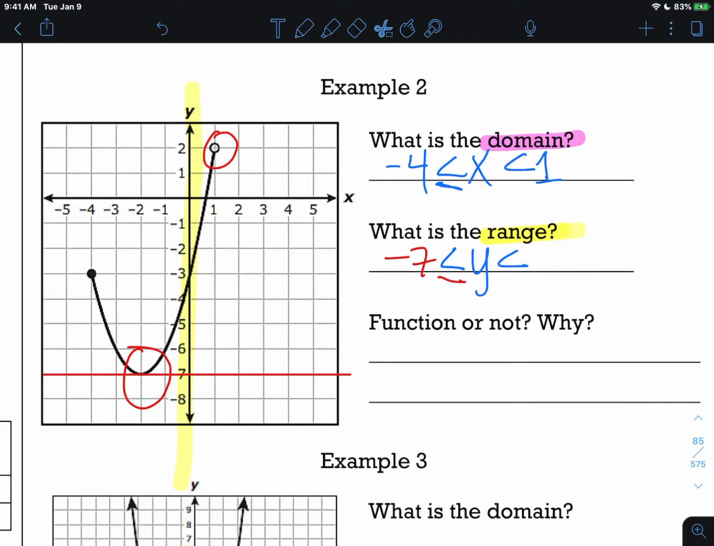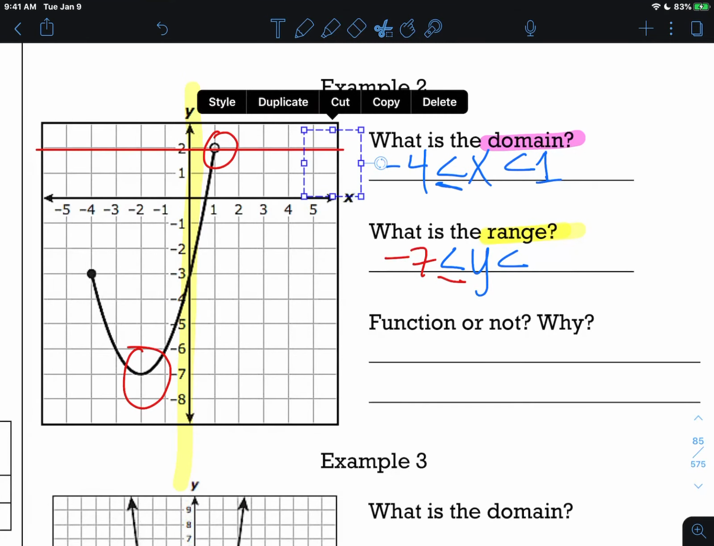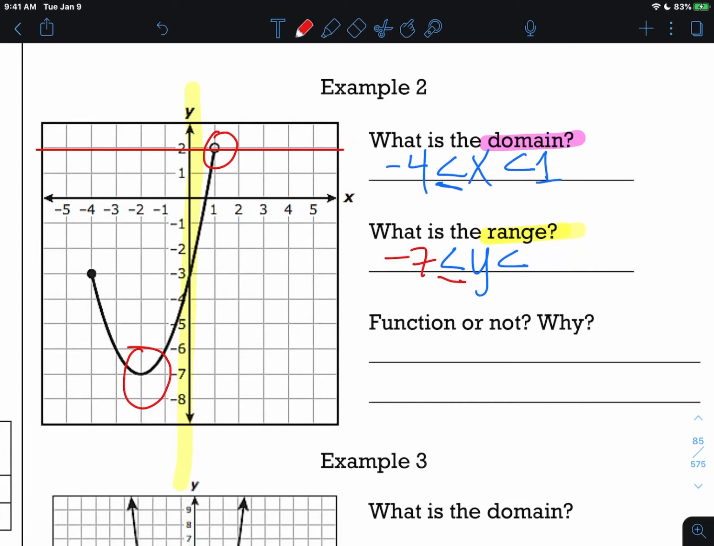All right, good. So let's go ahead, move this up, way up here. I'm going to start at the top, and I'm going to come down. Whoop, passed it up. There is the very top of the graph. It's located at 2. I'm going to ask myself, is that point filled in? No, it's not. So there's my range.